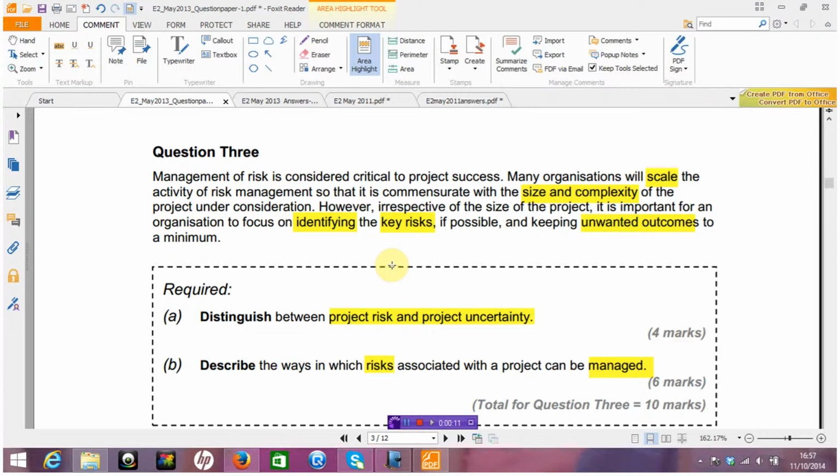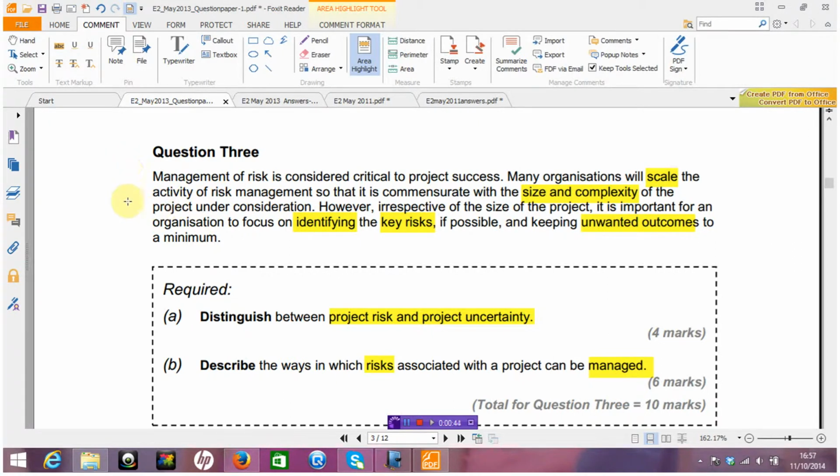I'll draw your attention to question 3 of May 2013 on the CIMA website, or if you're using the BPP text, question 41 A and B on page 18. The subject of this particular screencast is project risk and uncertainty in requirement A, and in part B, the ways in which you can manage risk, and you may recall a mnemonic that is helpful in that respect.